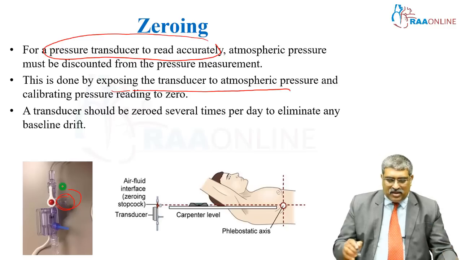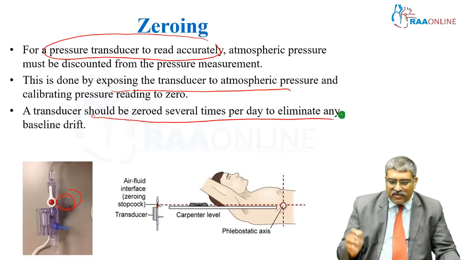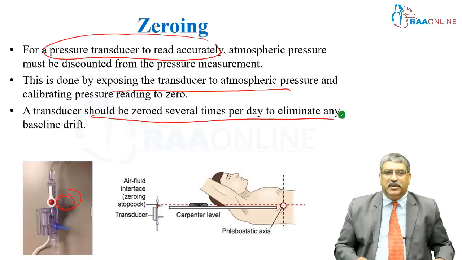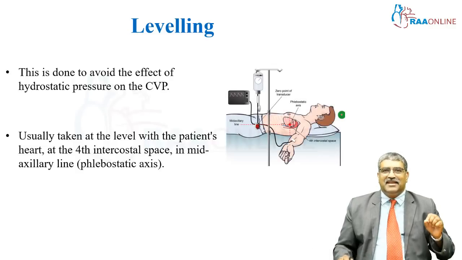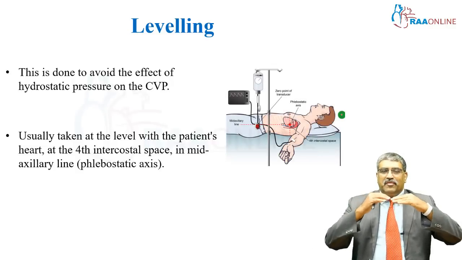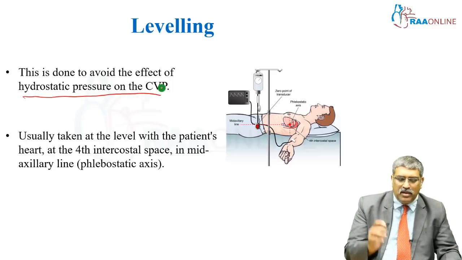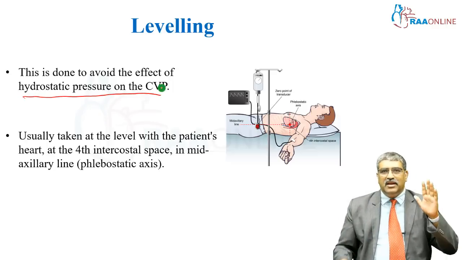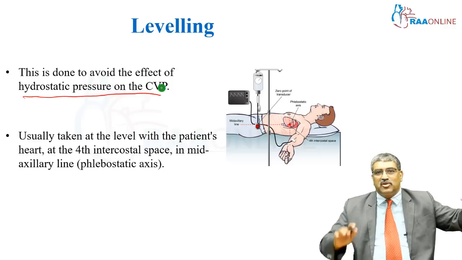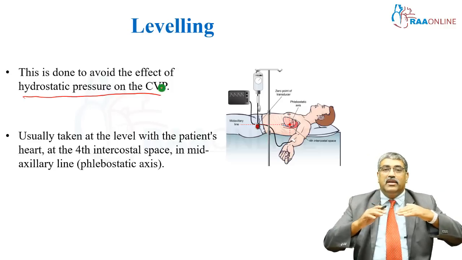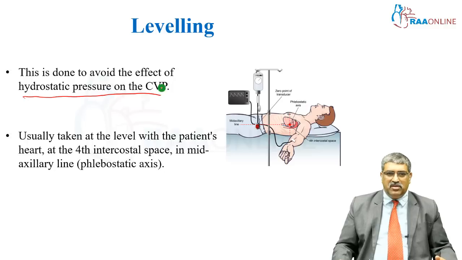And this transducer should be zeroed several times per day to eliminate the baseline drift. Next is leveling. The level of the transducer should be at the level of the heart. This is done to avoid the hydrostatic pressure on the CVP. First, zeroing is to discount the atmospheric pressure. Leveling is done to avoid the effect of hydrostatic pressure on CVP.